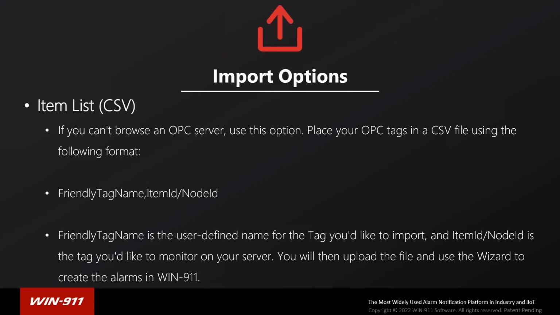So for example, some of you may use Delta V and you want to be able to bring those tags in. Well, if you try to import from Delta V, the import doesn't work. But if you export your tags to a CSV file and put them in 2 columns, then you can import that way.